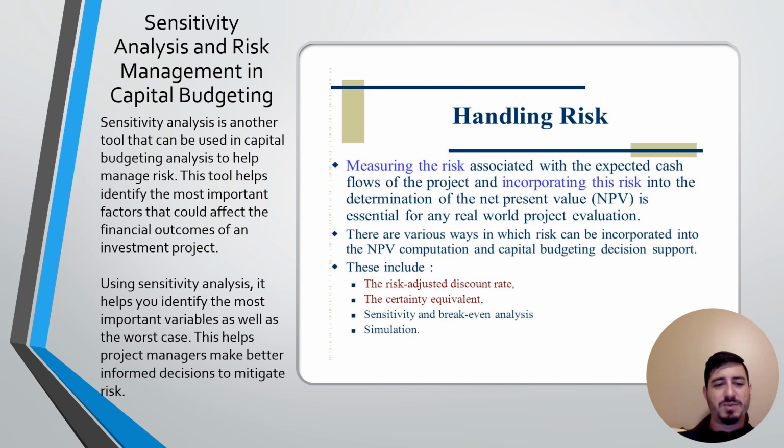This tool is used to identify the most important factors that could affect the financial outcome of an investment project. Using sensitivity analysis, it helps you identify the most important variables as well as the worst case. This helps project managers make better informed decisions. Going back to our example with the grapefruit farm, right? If you know that there's going to be a drought, how can you prevent that? How can you prepare for that, right?